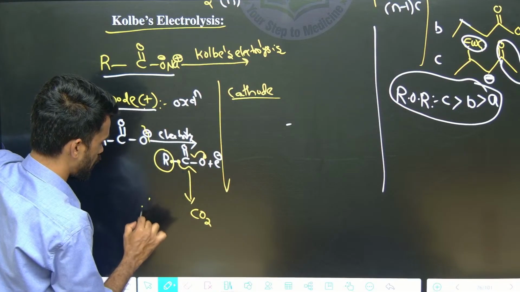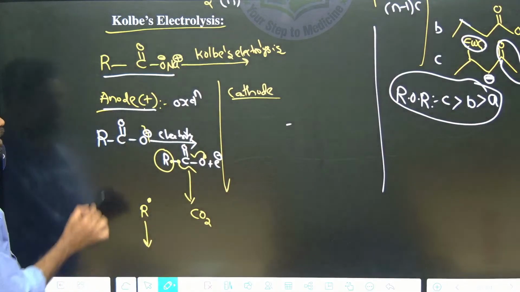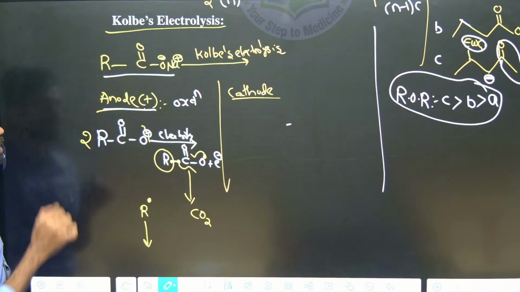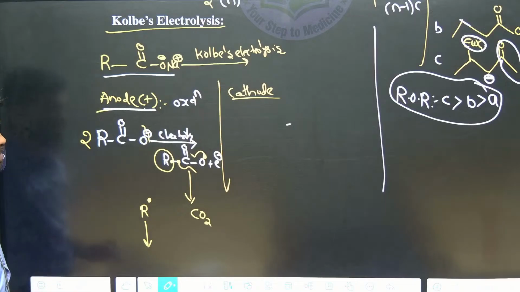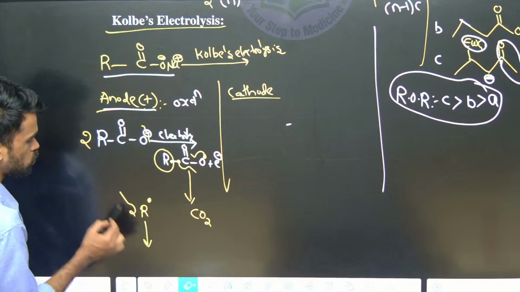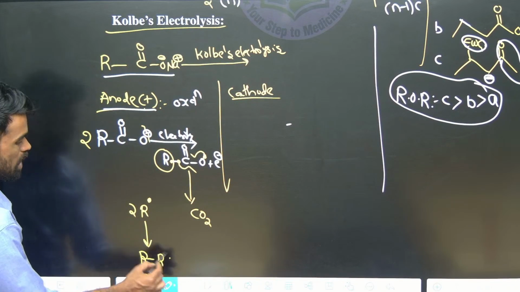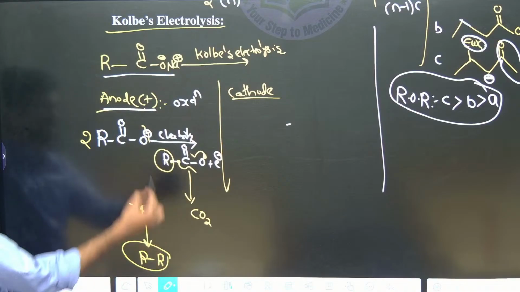And what is the other part here? We have the R radical, right? So these R radicals will combine with themselves. For example, if I am taking 2 moles of carboxylic acid, you will get 2 moles of carboxylate salt and it will give you 2 R radicals, right? So these 2 R radicals combine with themselves and form an RR type of product. I will tell you one tricky way. Anyways, this is the mechanism.